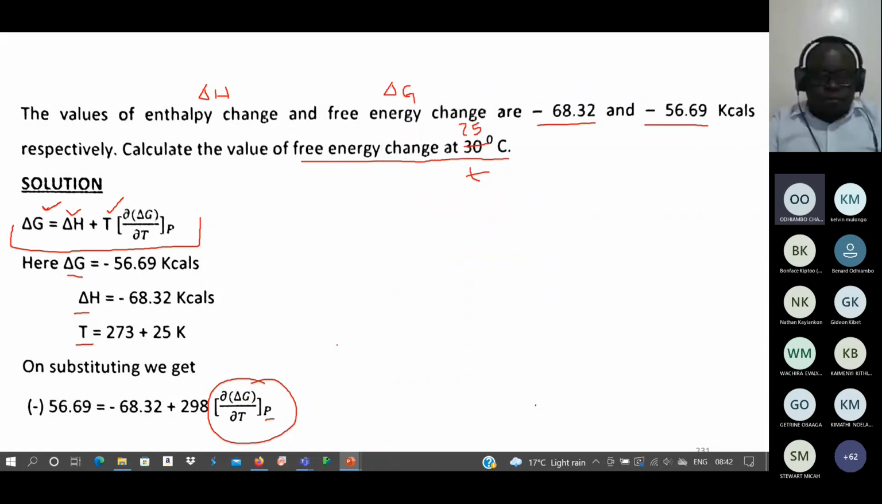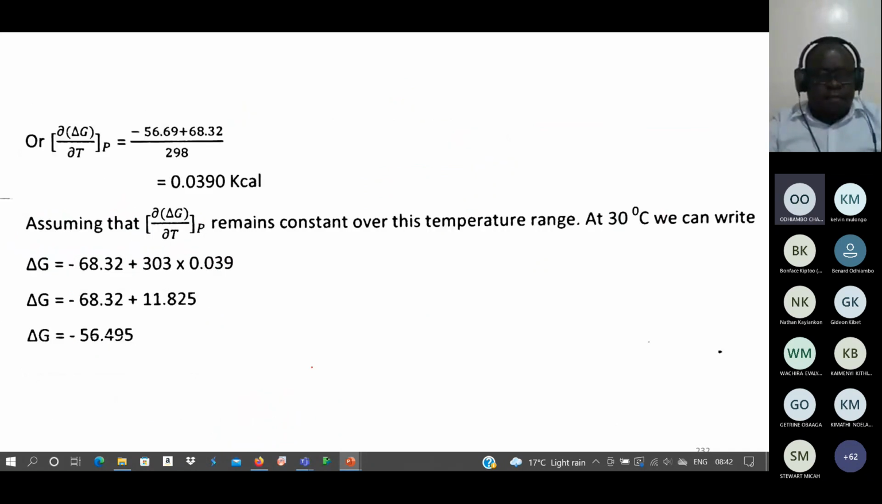Okay, so we get this expression. From this, we can find the value for this part of the expression. Rearranging it, we end up with 0.0390 kilocalories. You can confirm if that is true when you calculate this.